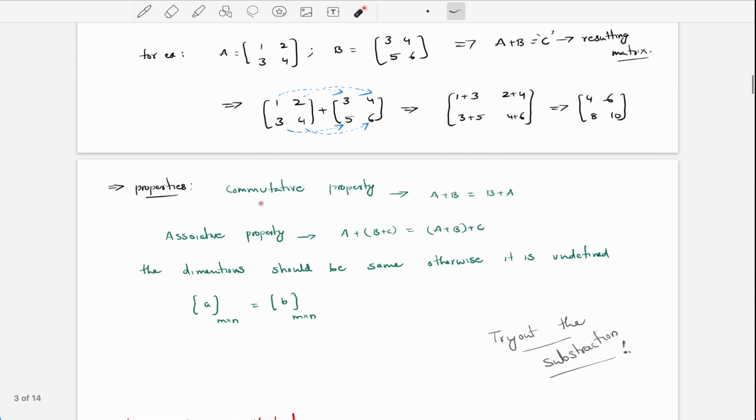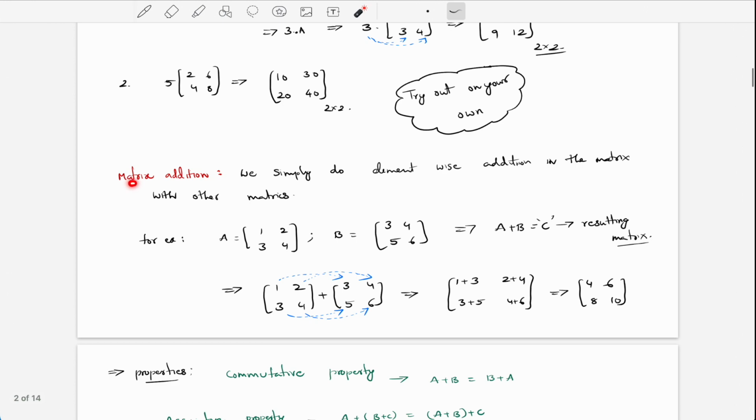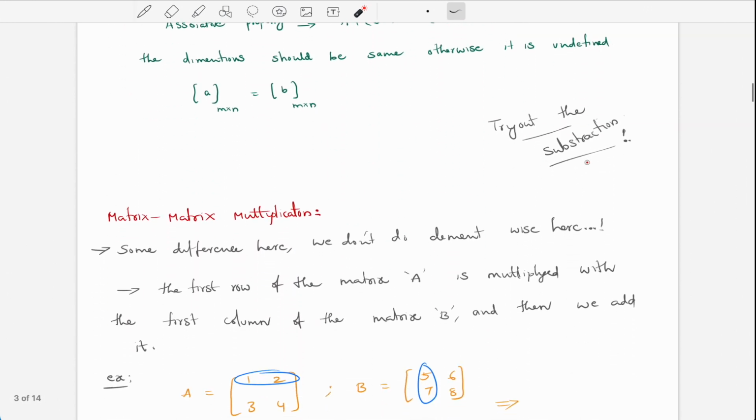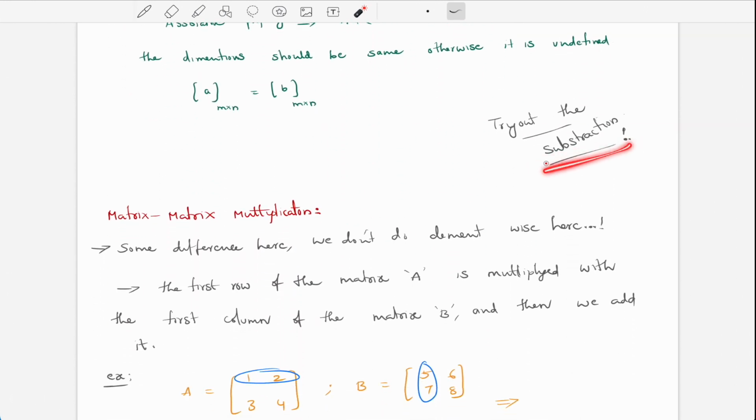And I have said that after matrix addition, just try out subtraction. You will get it, don't worry. It's just a small thing. Here we add, and there we just subtract. That's it. I hope you do it.